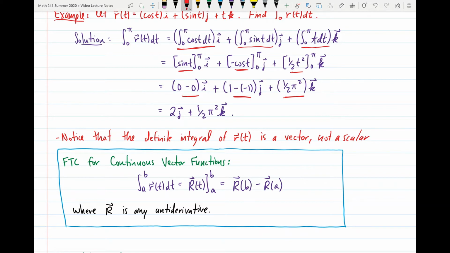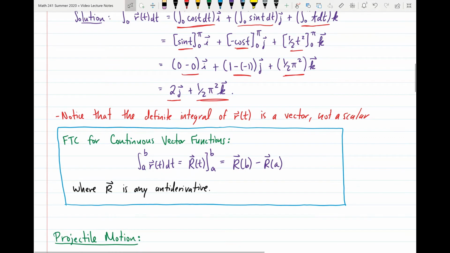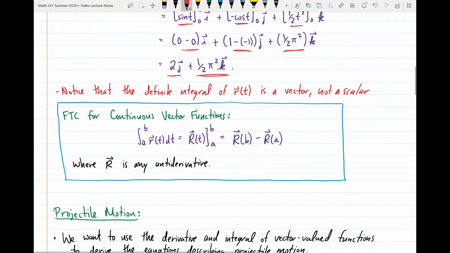So we end up finding that the integral from 0 to pi of r of t dt, where r is a vector valued function, is equal to the vector 2j plus 1/2 pi squared k. So notice that the definite integral of r of t is a vector, not a scalar. When we take the definite integral of vector valued functions, we get vectors back as opposed to scalars.